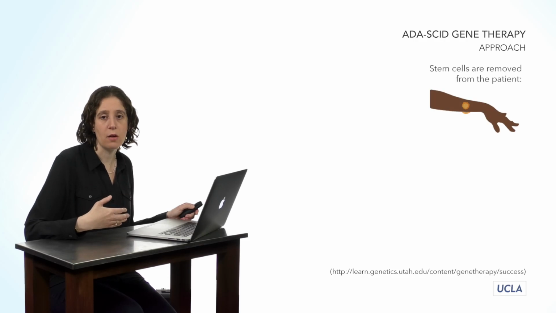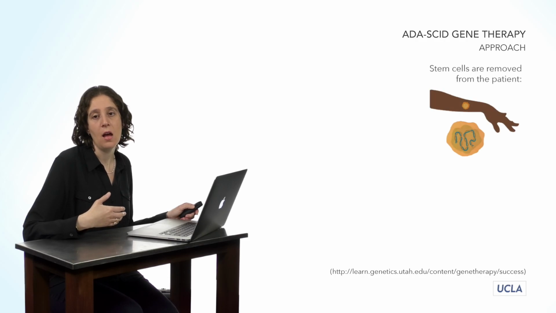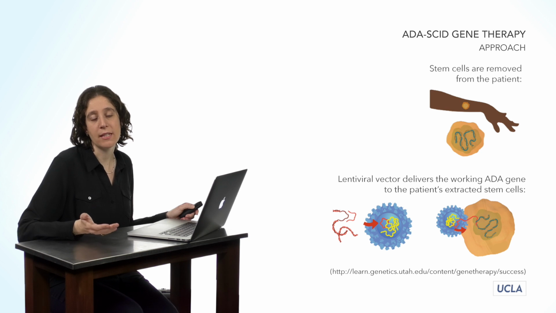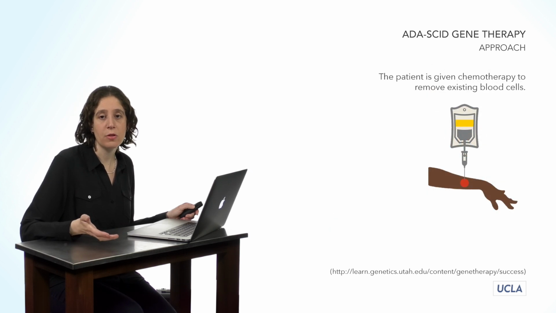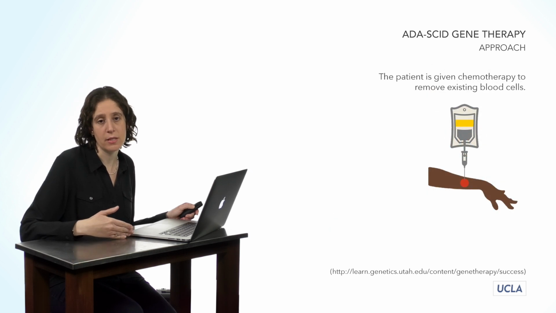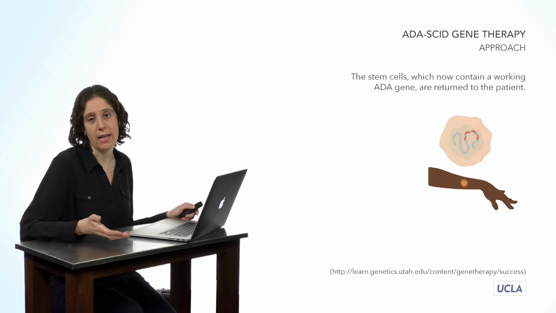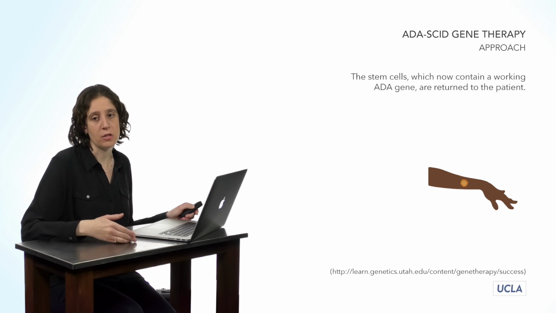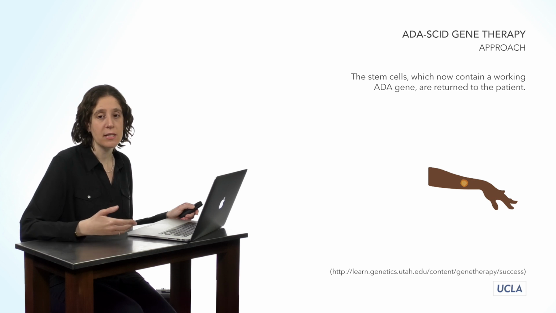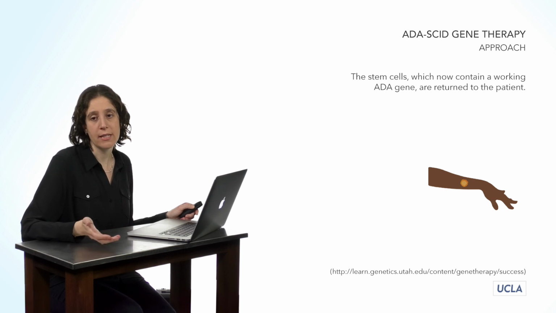First, stem cells are removed from the patient. Then a lentiviral vector expressing the ADA gene is delivered into the extracted stem cells. The patient is then given chemotherapy to remove their existing blood cells. And then finally, the stem cells, which now contain a working ADA gene, are returned to the patient. The patient's blood cells are then repopulated with cells derived from the modified stem cells.